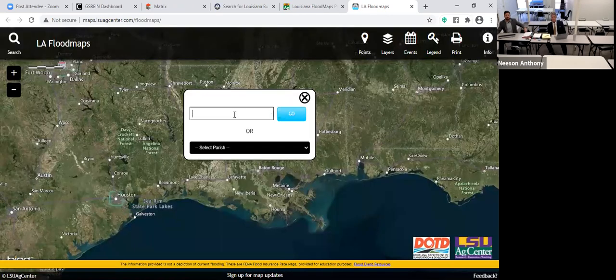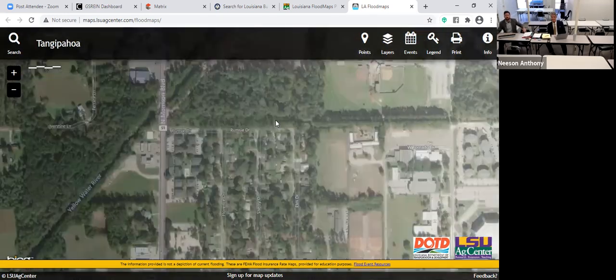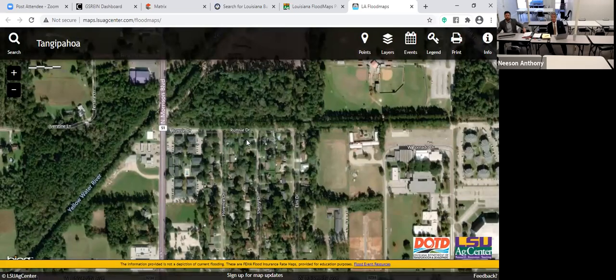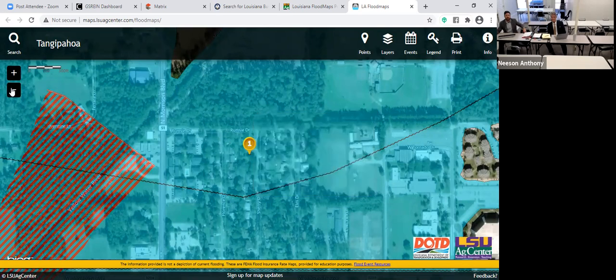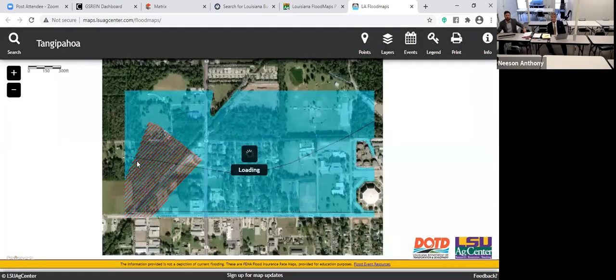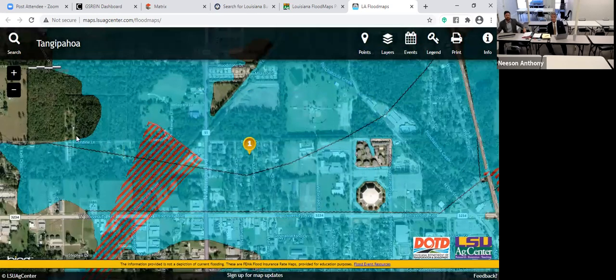Yes, I agree. Not sue anybody. And let's just look at the one that we're looking at for us. Go. Zooms in. There you go. It is an AE. Gives me ground elevation 43 feet. All right. So I now know when I'm looking at this map, if I start backing up, look at how big that AE is.